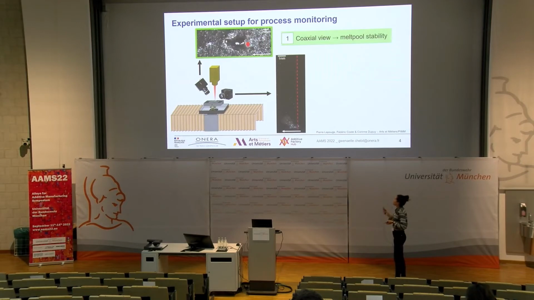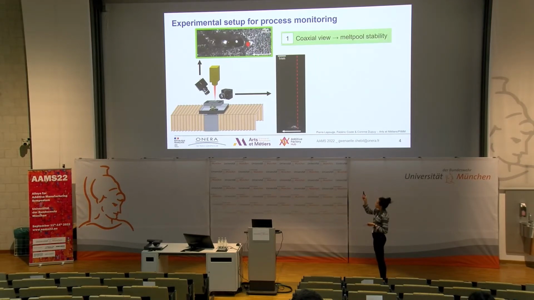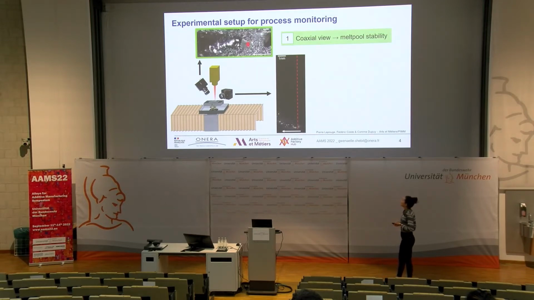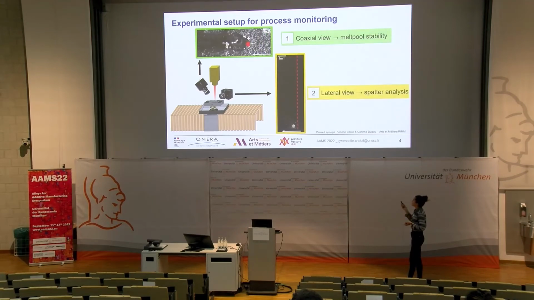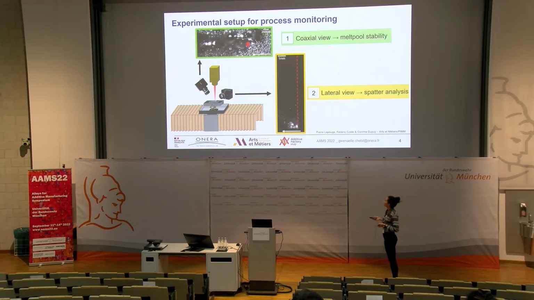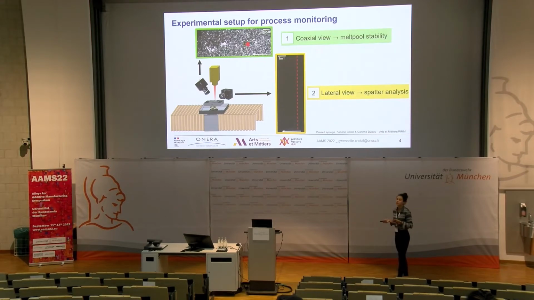So how do I analyze those videos? On the top, you can see a collection view of the melt pool stability, so you can determine if you're in a stable mode or a balling mode. I will show you the process map that I tried to draw with that kind of view. On the second type of view, you can see very well the vapor plume and the spatter, so everything that is ejected. I developed a system to detect and analyze this spatter, and then I try to do a correlation between these two observations.